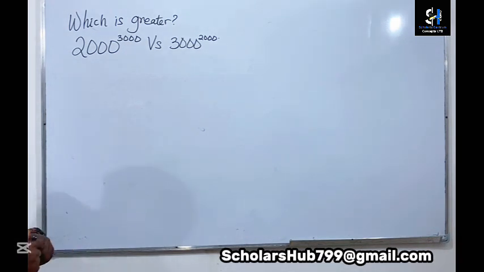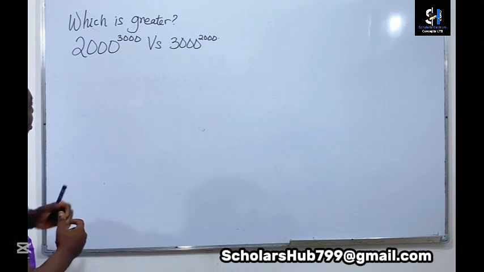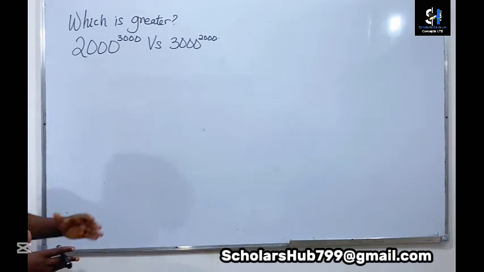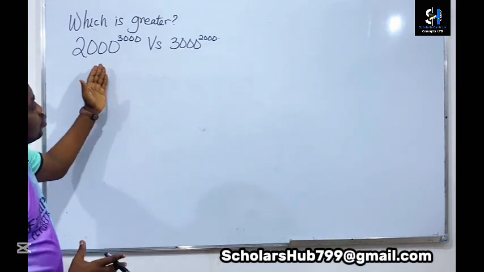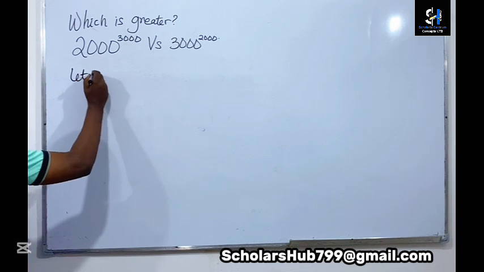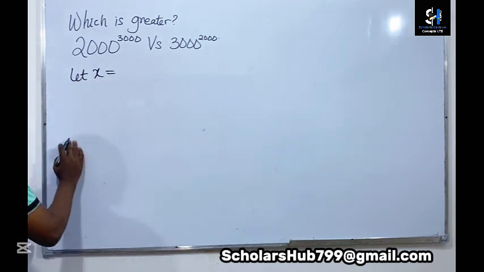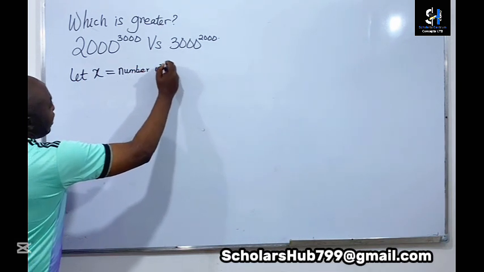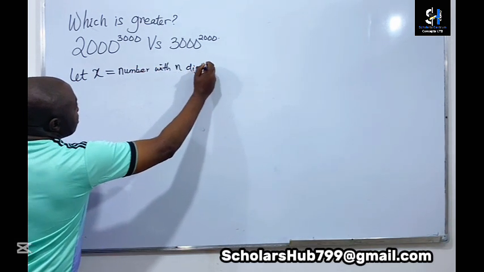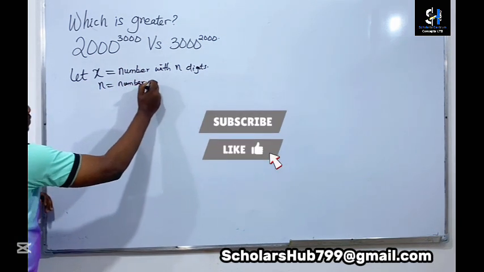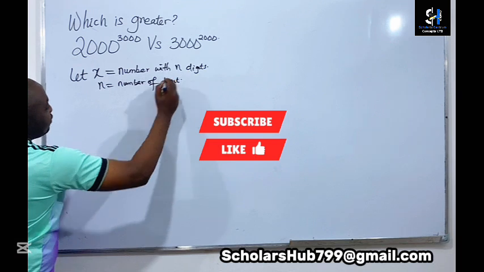If you want to calculate the number of digits in a number, let me explain that, and once I derive the formula, we can use it to find out which one of these two is greater. Let's say we have a letter x. x represents a number with n digits, that is, n represents the number of digits.